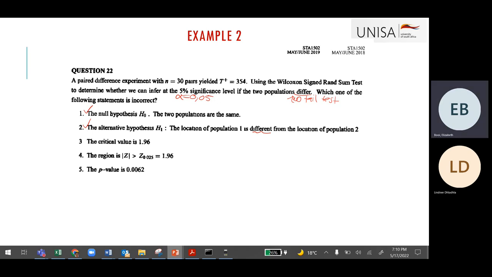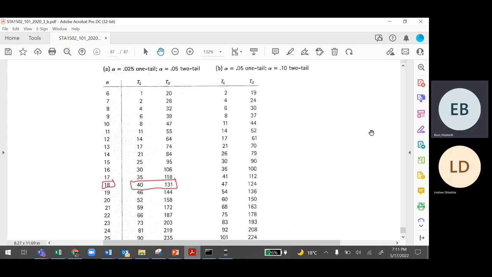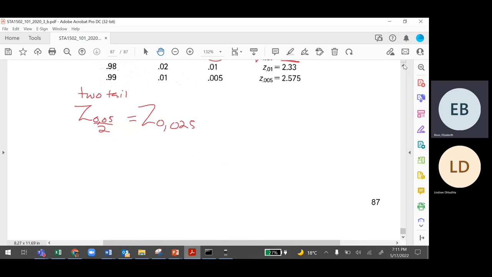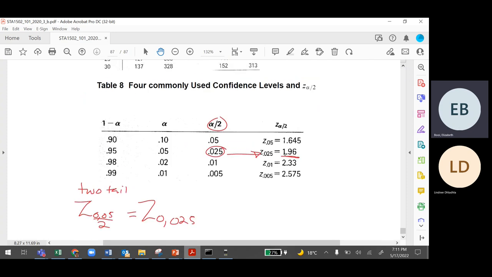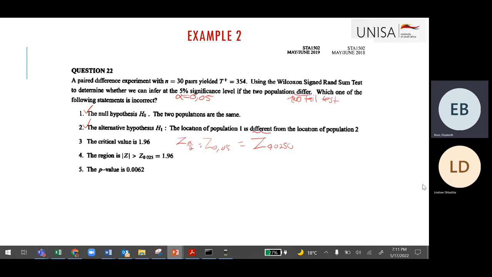Number three says the critical value is 1.96. So remember, we're using the Z test for that. Therefore, it means we need to go to the Z critical value of alpha over 2, which is Z of 0.025. And remember, you can go to table 8, and table 8 has all the values that we need, which then gives us 1.96. We did do this, but I'm just showing you again if you forgot about it. So we do go and look at 1.96, which is correct.